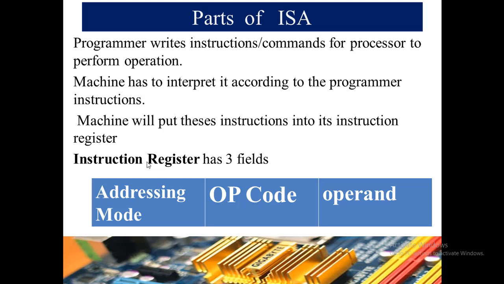The second field is the opcode, which stands for operational code. That basically defines what type of operation we have to perform. After the operational code, the third field is the operands. Operands are basically the data or the memory locations on which we perform the operations according to the operation code. So let's see all of these in detail.